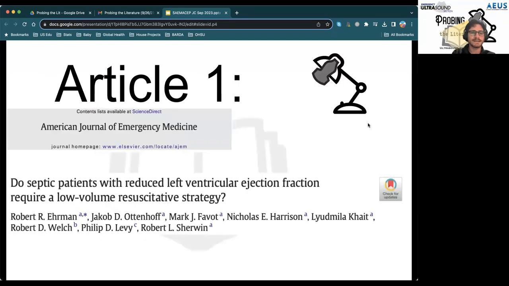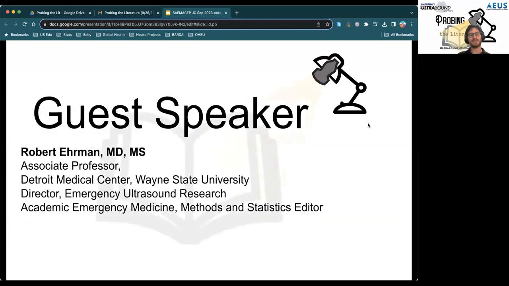So we'll start with the discussion of the article, "The septic patients with reduced LV ejection fraction require a low volume resuscitative strategy." Dr. Rob Ehrman is our guest speaker today.